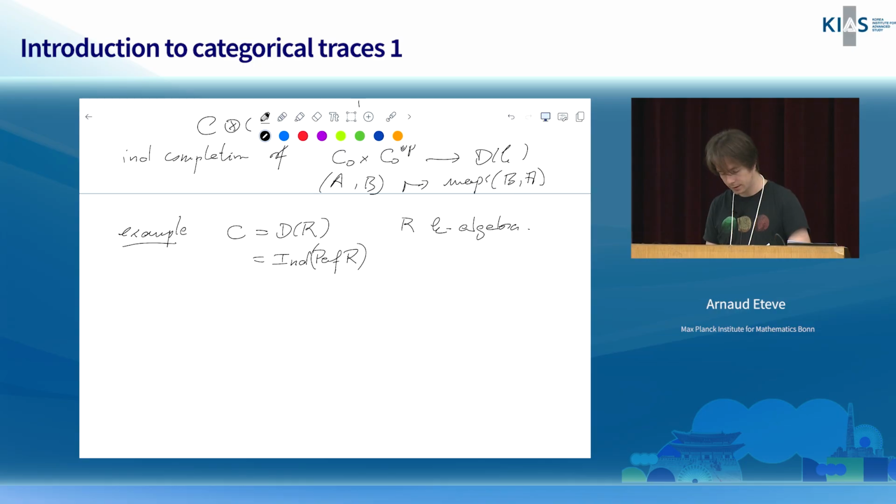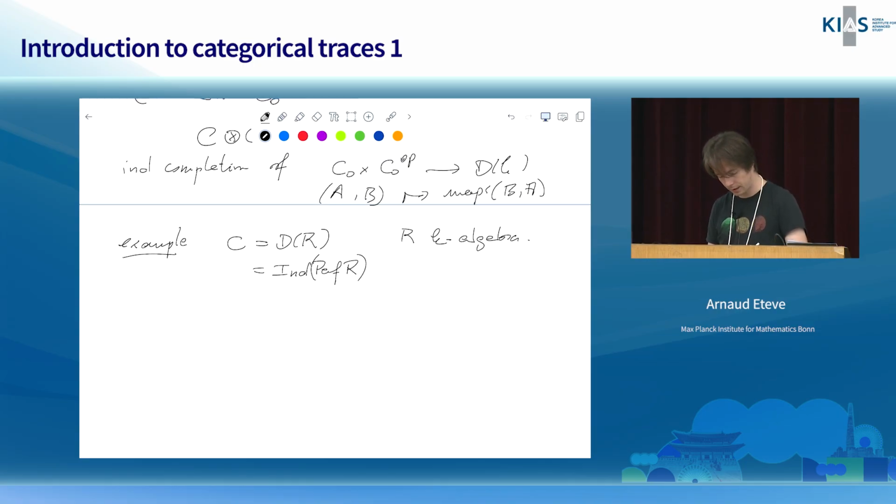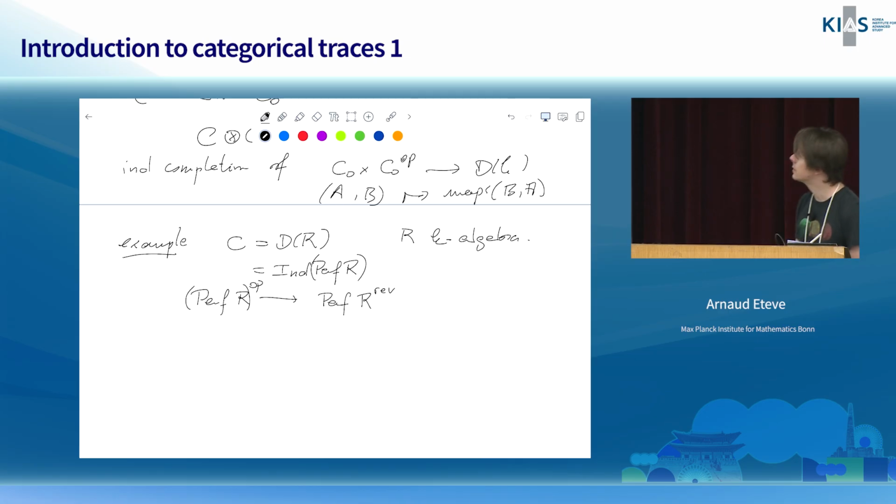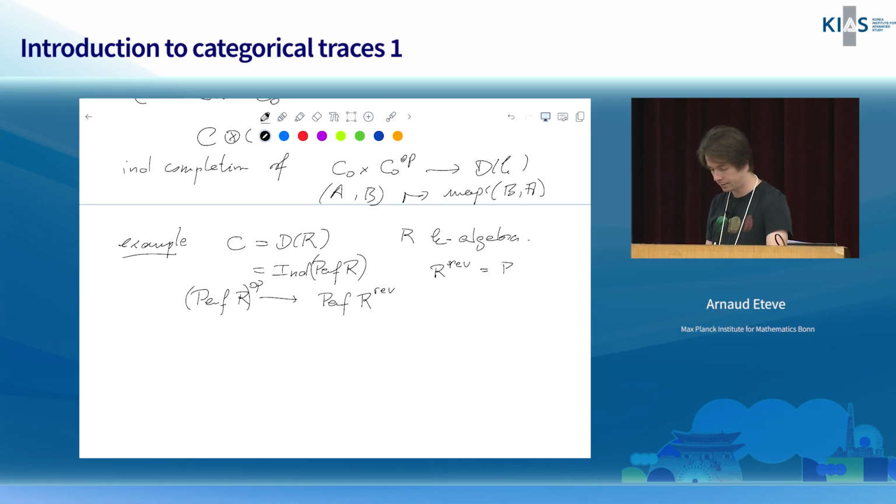And so here we even have an isomorphism from the opposite category of perfect R modules to perfect modules over what I write as R rev. It's traditionally written as R op, but R rev is R as a K vector space, but it's the opposite algebra. So X rev times Y rev is Y times X.